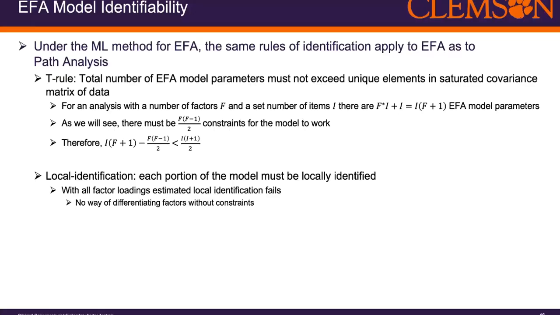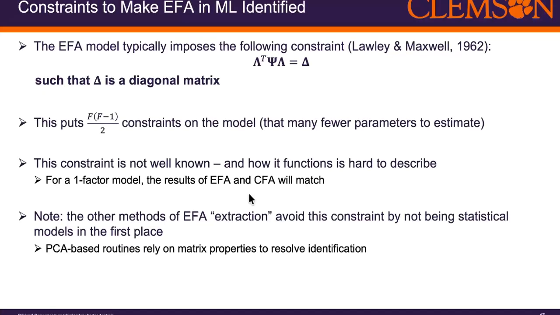So as we will see, though, that's not the only requirement. You also have to have a set of constraints placed on the model itself. So technically speaking, the model is not identified when we estimate all the factor loadings for all of the items. So what we have to end up doing is set our versions of constraints to show how the model will work. Then further, we need to show that each portion of the model is locally identified. When we estimate all factor loadings, that local identification fails, so we have to put a couple additional constraints in.